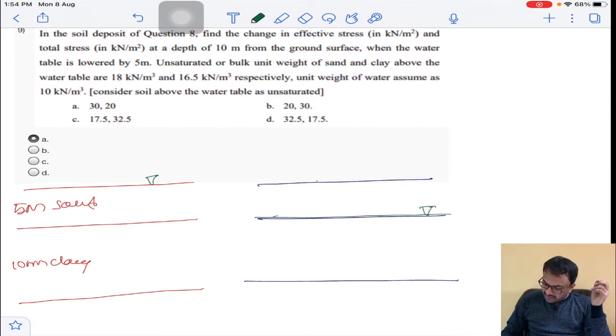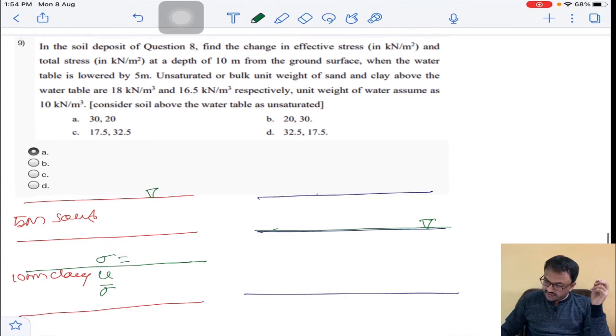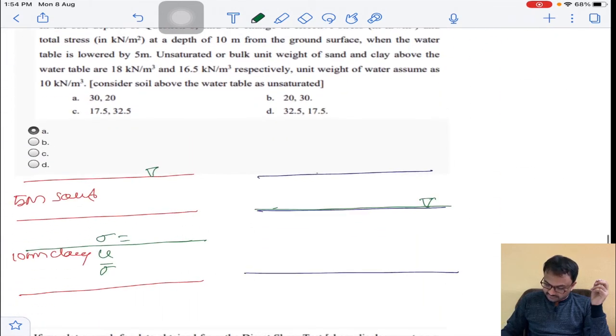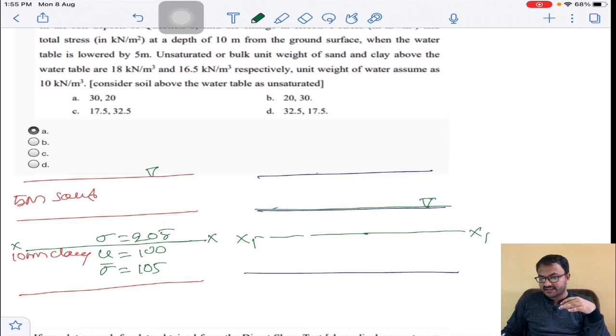At 10 meters depth, I calculated sigma, U and sigma dash. In the last problem, sigma is 205, U is equal to 100 and sigma bar is equal to 105. Now at the same layer, I am assuming it is the X1 layer. At this layer, in the previous case, total stress is 205, pore water pressure is 100 and effective stress is 105.